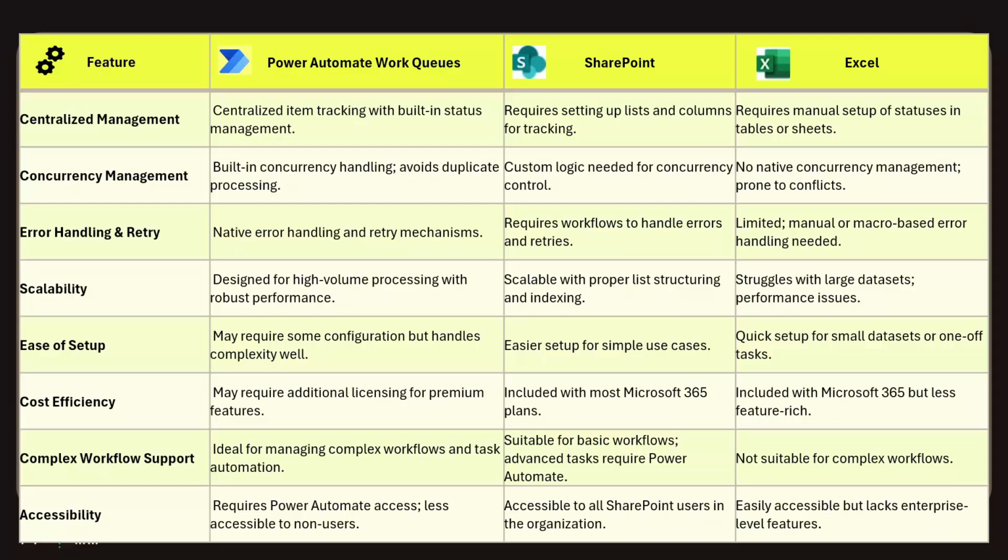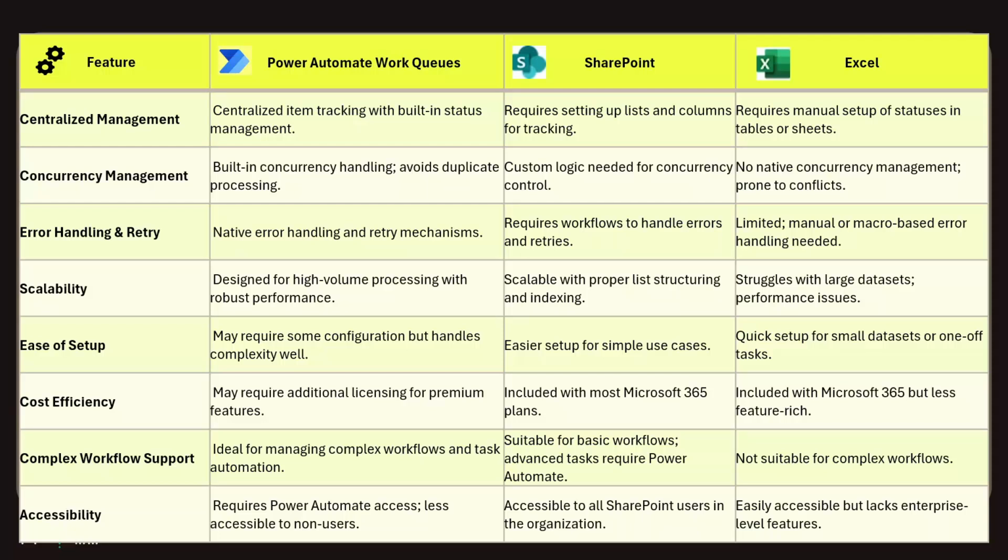But coming to error handling and retry, the work queue has its own error handling and retry mechanism, but when you come to SharePoint and Excel, we require certain configuration for them. It's quite difficult, maybe time consuming to develop such a thing, even though we already have it in the workflow. And scalability is one of the important features of the work queue. Scalability actually helps with high volume processing and proper load balancing.